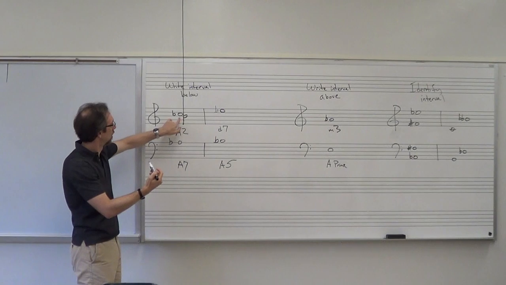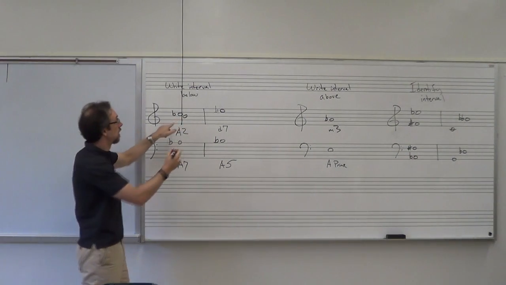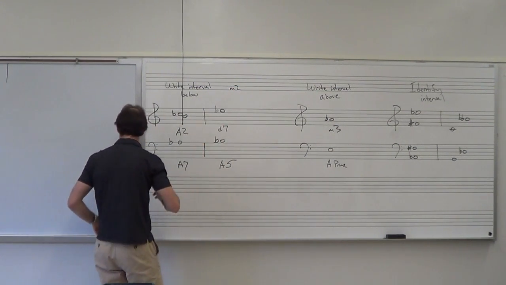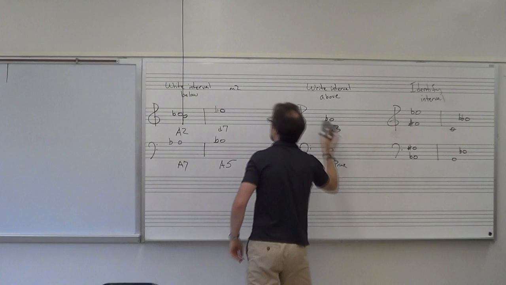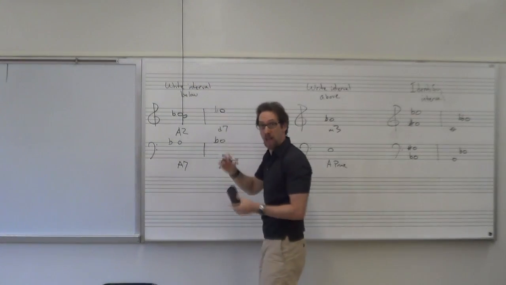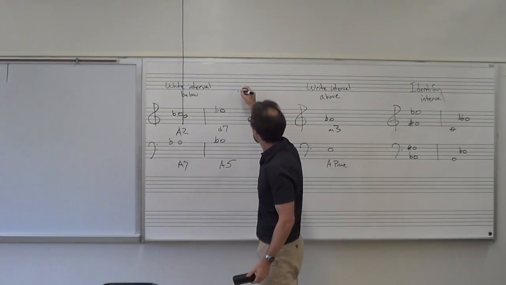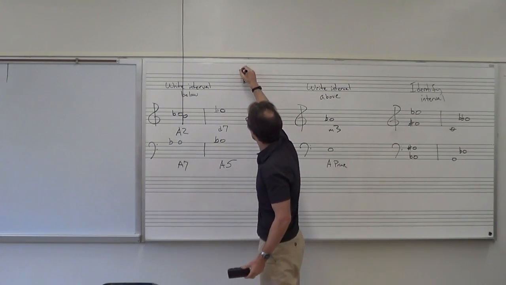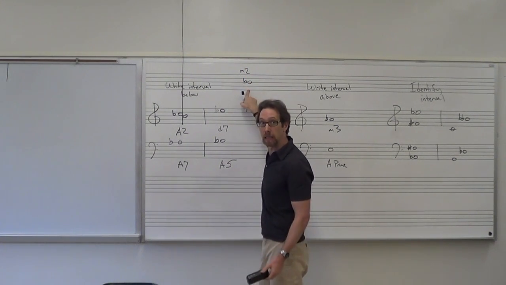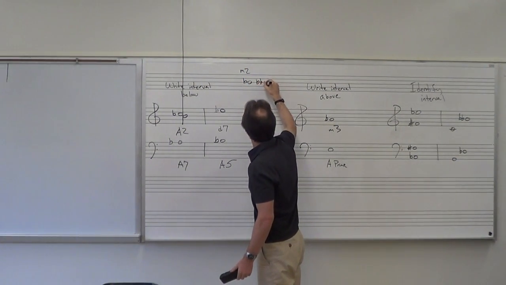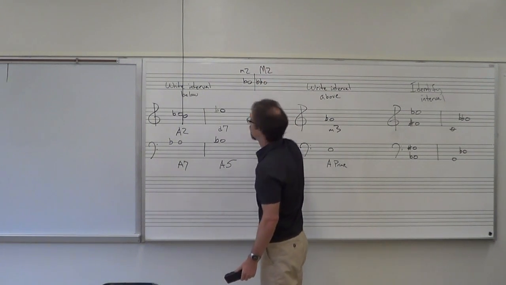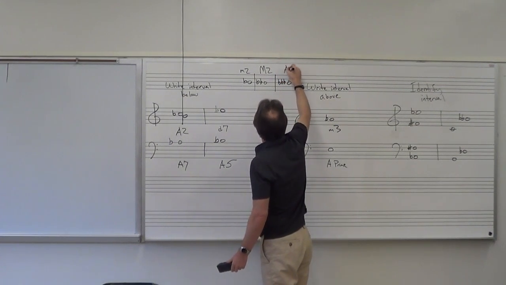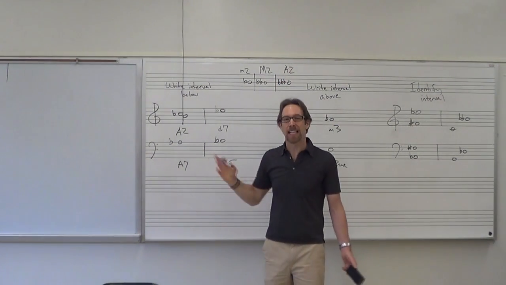So if this was just C natural to B, that would be a minor second. But this is C flat to B, which is harmonically the same pitch. To make it a minor second, I'd have to make it a B flat. B flat would turn it into a minor second. B double flat would turn it into a major second. B triple flat would be our augmented second that it's asking for.